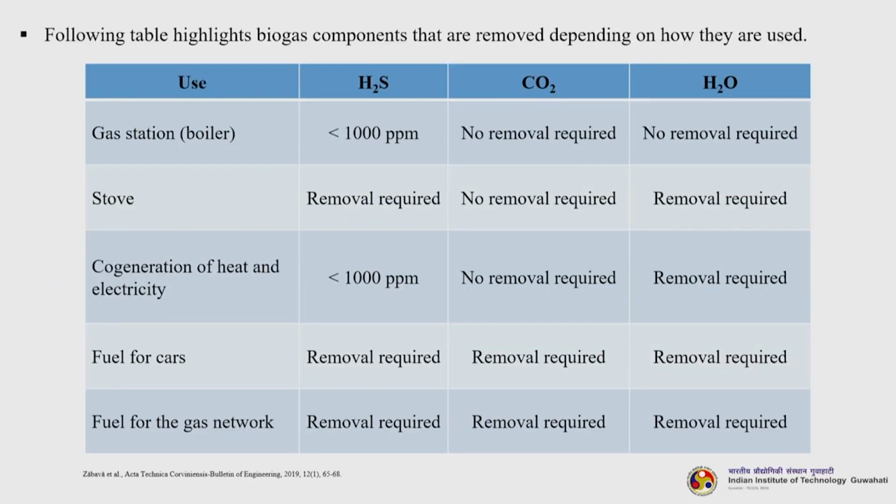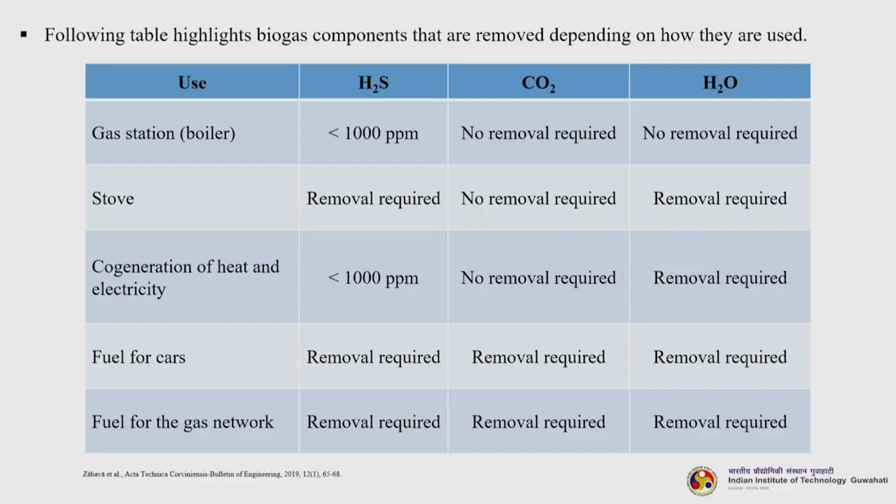Okay. So, the following table highlights the biogas components that are removed depending on how they are being used. Okay. So, what are the components? The major components being listed here are hydrogen sulfide, carbon dioxide and water. If you talk about biogas used in a gas station, hydrogen sulfide must be less than 1000 ppm, carbon dioxide removal is not required, and water removal is not required. Let us talk about the stove, so cooking gas. Hydrogen sulfide requires complete removal, carbon dioxide removal is not essential, and water has to be removed, otherwise ignition will not proceed.